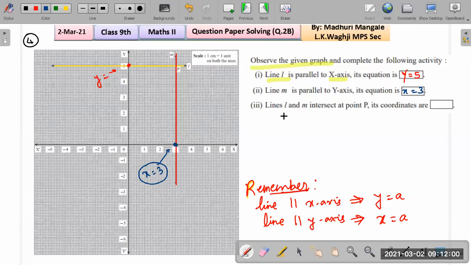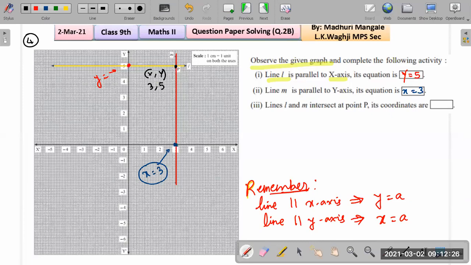Okay. Next question. Lines L and M intersect at point P. So just check everyone. They are intersecting at point P over here. This is point P. The question is, what are the coordinates of this point? They are of the form x comma y, correct? So what is the x coordinate? If you just check, that's 3. And what is the y coordinate? That's over here.